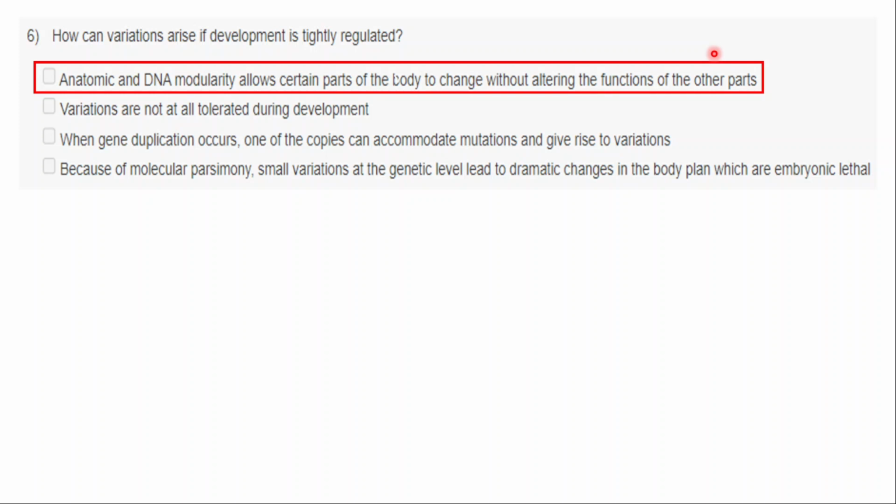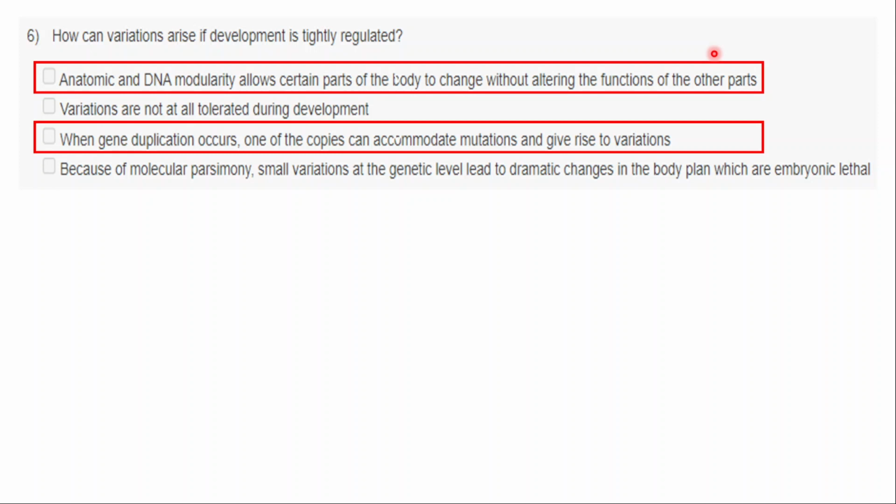And the second correct answer to this question is option 3. When gene duplication occurs, one of the copies can accommodate mutations and give rise to variations. So this is the second correct answer. When gene duplication occurs, one copy can stay the same and the other copy can accommodate mutations, giving rise to a new function and variation. So let us understand these two concepts for variability in development.